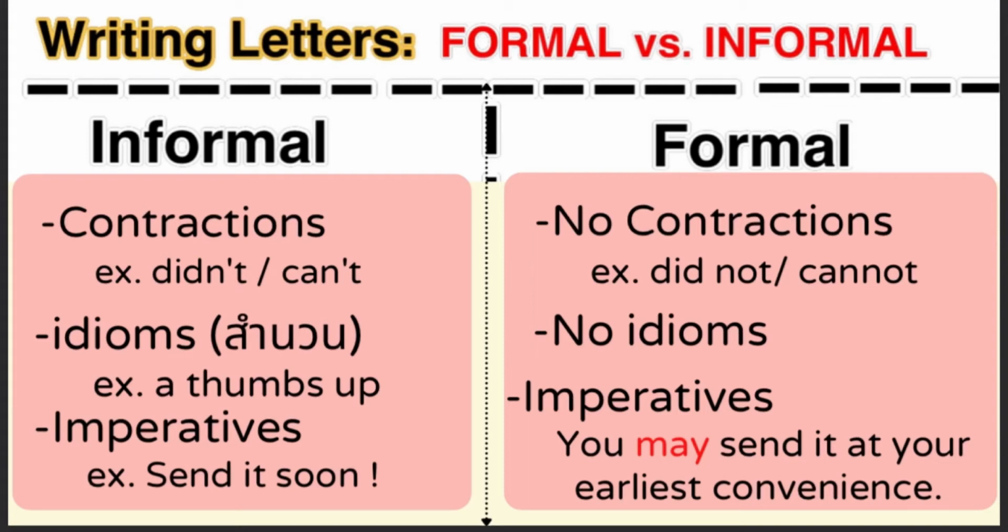Okay, so in informal, there are contractions. What are contractions? For example, didn't, can't. As you can see, they have an apostrophe. In formal, there are no contractions, like didn't into did not, can't into cannot, haven't, have not, wouldn't, would not. So that's the difference: no contractions for formal, and there are contractions in informal.